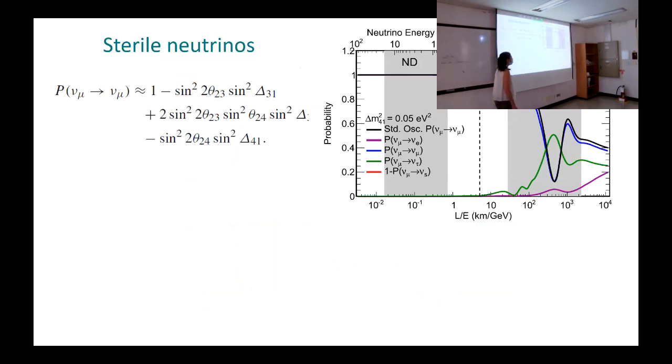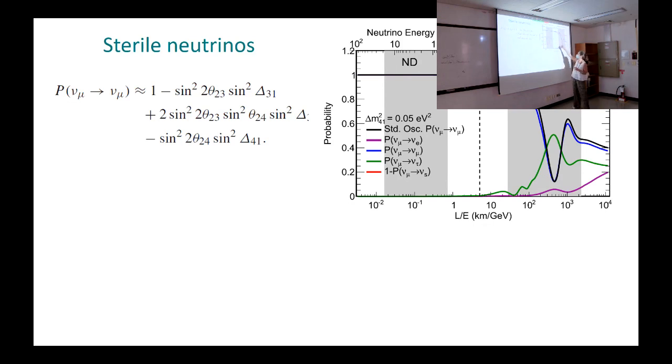This is a very difficult plot to read, so let me walk you through it. This is the probability as a function of L over E. The gray lines here are the sensitivities you will see in the near detector and the far detector. As I said, these experiments have a near detector and a far detector. Above all, you have the neutrino energy going exactly the other way around, from right to left. So you don't look at all the lines. The black line is what you would observe if there were no sterile neutrinos.